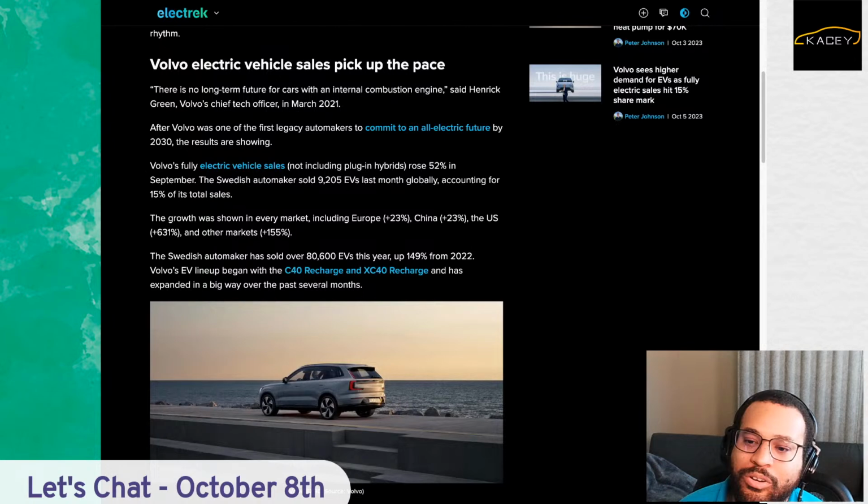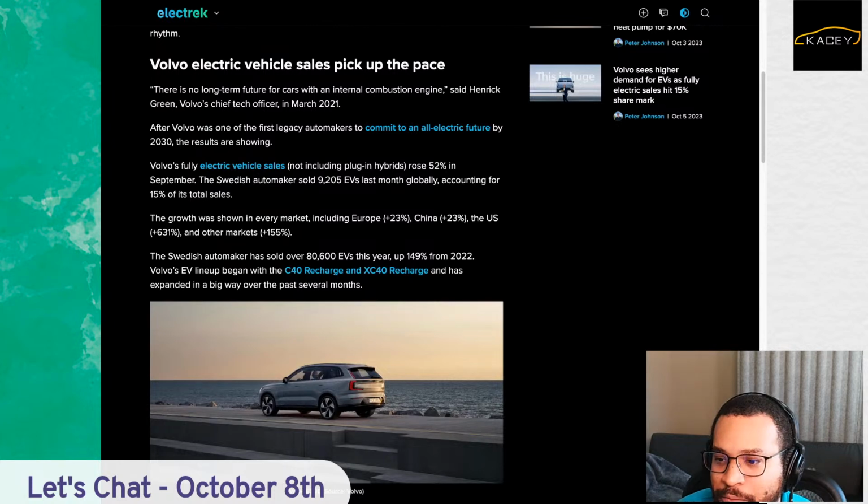There's no long-term future for cars with internal combustion engines, said Henrik Green, Volvo's chief tech officer, in March of 2021. After Volvo was one of the first legacy automakers to commit to an all-electric future by 2030, the results are showing. This is how you lead.